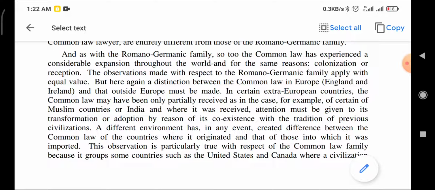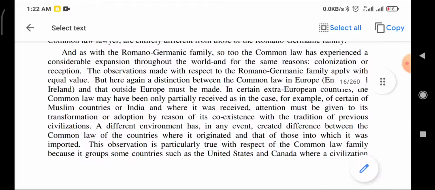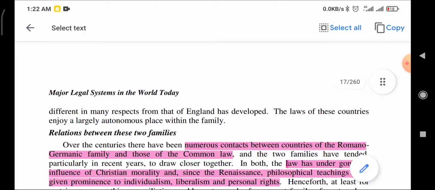This observation is particularly true with respect to the common law family, because it groups some countries such as the United States and Canada, where a civilization different in many respects from that of England has developed. The laws of these countries enjoy a largely autonomous place within the family.